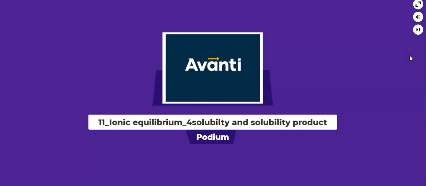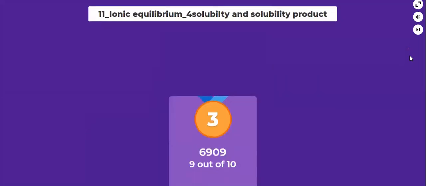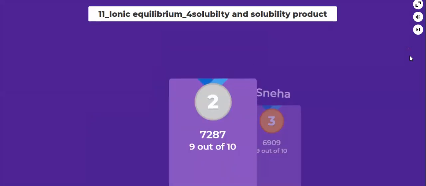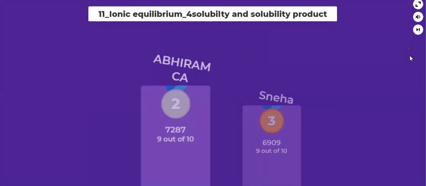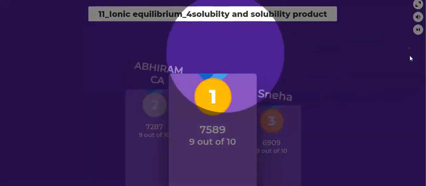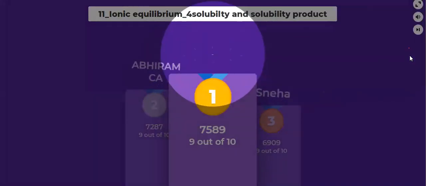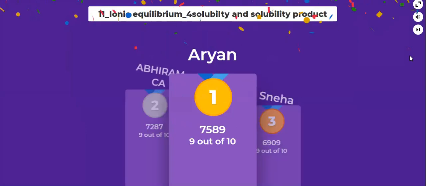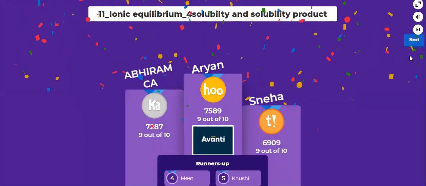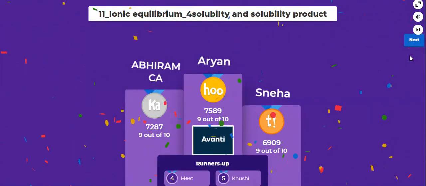Okay, let's see the podium, everyone. Sneha, third position, very good. Second, Abhiram, very good. First, Aryan, very good. The runner-ups are Meet and Khushi. Very good, Meet, very good, Khushi.